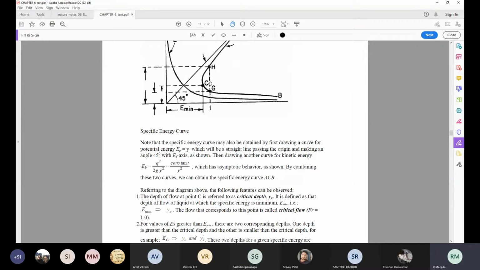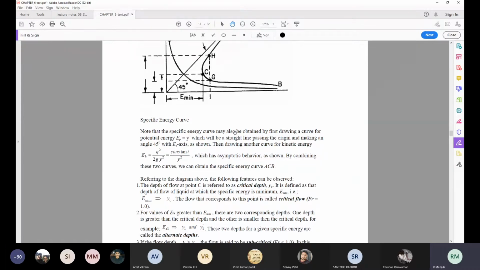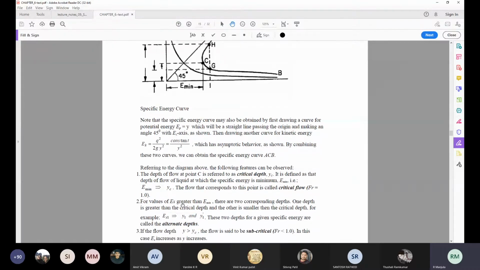These two depths are called alternate depths or conjugate depths. For values of specific energy ES greater than E minimum, there are two corresponding depths. One depth is greater than the critical depth, the other depth is lesser than the critical depth. These two depths are called alternate depths, and they are represented as Y1 and Y1 dash.